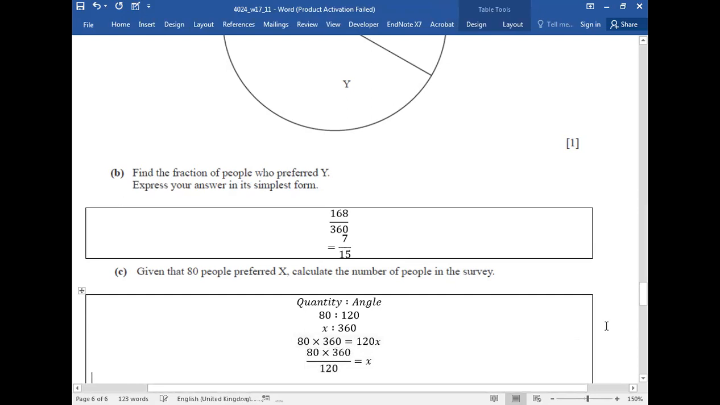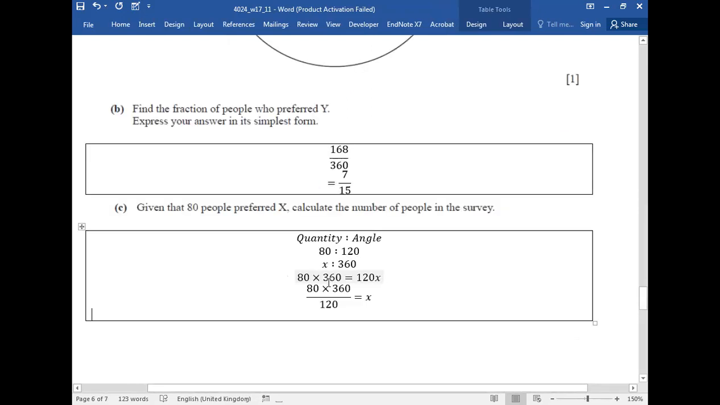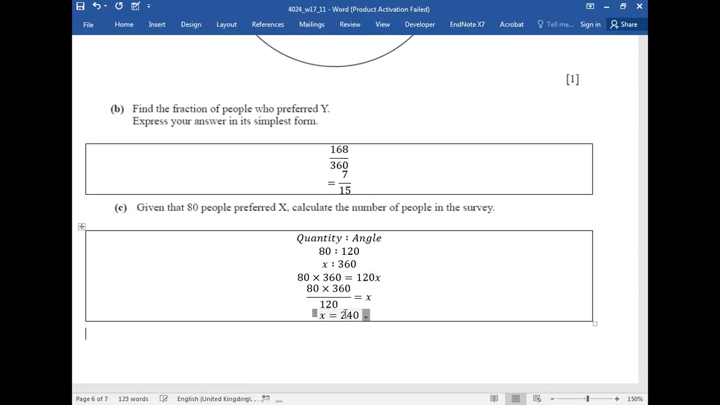0 and 0 cancelled out. And why are we cancelling it out? Because it's multiplying. If there were addition or subtraction here, we would not be able to cancel anything out. 0 and 0 cancelled out. 12 ones are 12 and 12 threes are 36. 3 into 80 is 240. Please write it down.